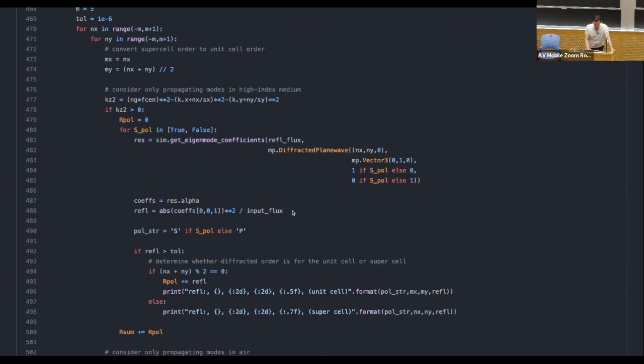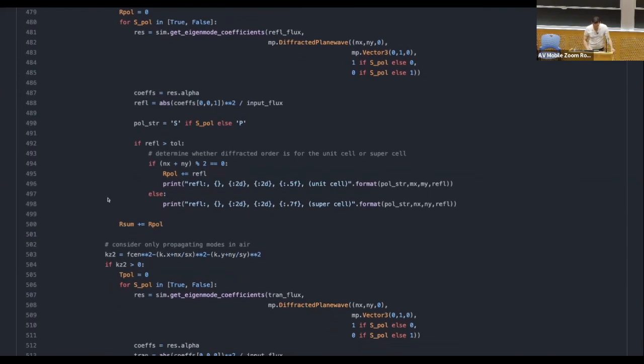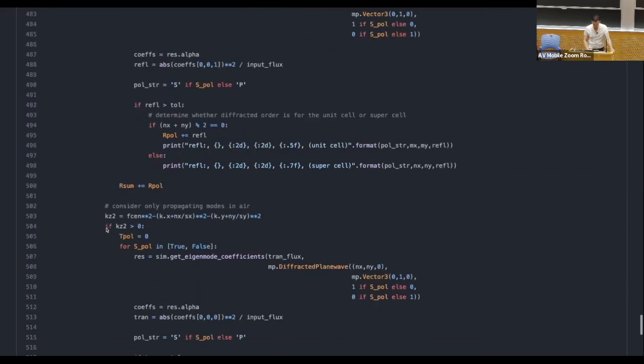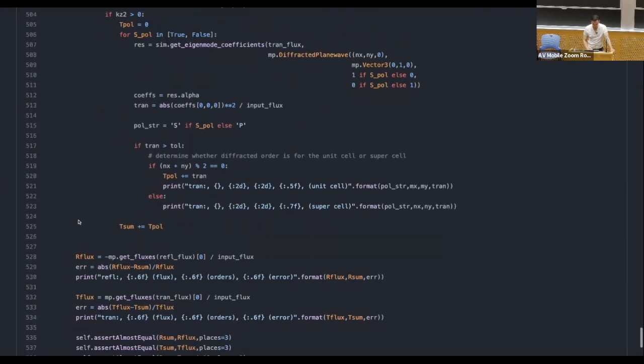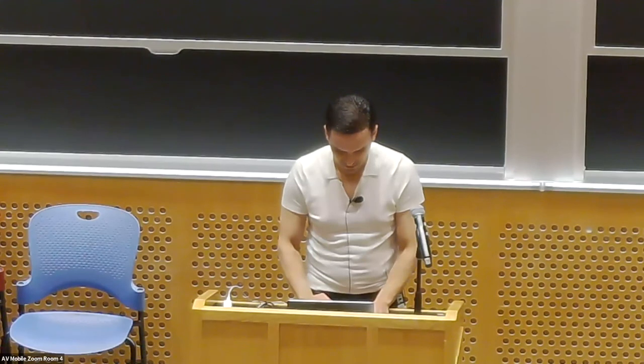Okay, we compute the reflectance. And then we're going to just do the sum. We're going to keep a running tally of all the reflected orders and store them in this R sum value. And then we're going to do the same thing for the transmitted modes, okay, and keep a tally. And then at the very end, we're going to just verify the same thing that we verified before: the total reflectance is equal to the total reflected Poynting flux, and also transmitted, and their sum is equal to 1. That's it. So let me just show you the output.